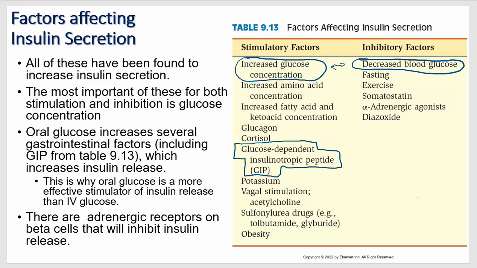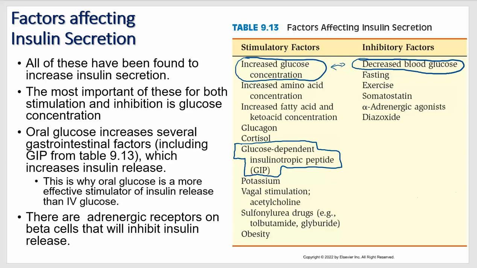If you eat it, you're going to stimulate your insulin more than if you inject it, because the gut's paying attention. All right, so there are adrenergic receptors on beta cells that will inhibit insulin release as well.